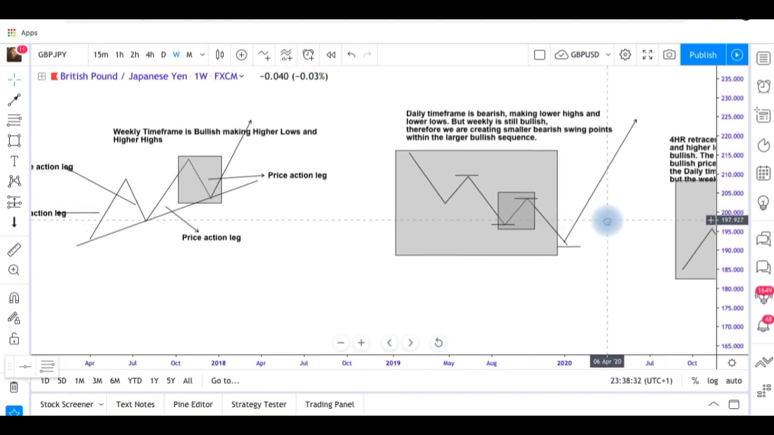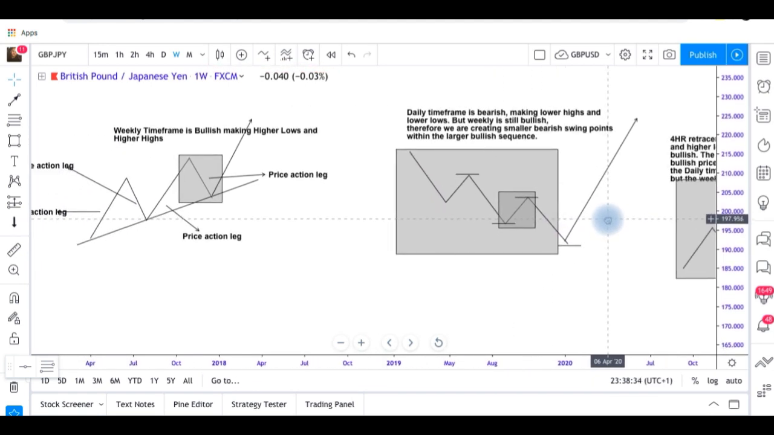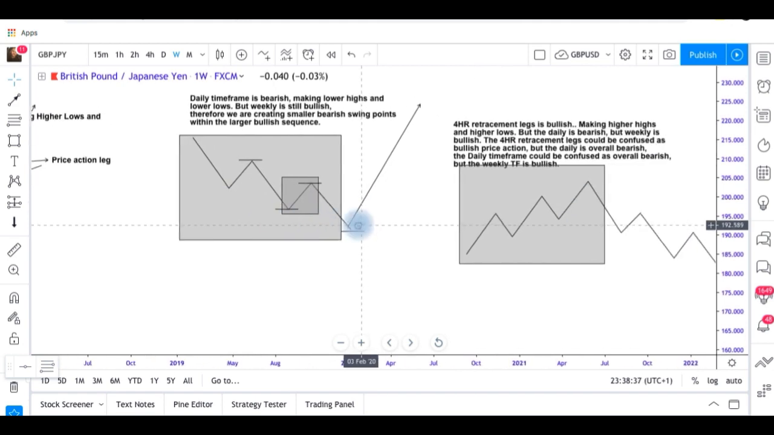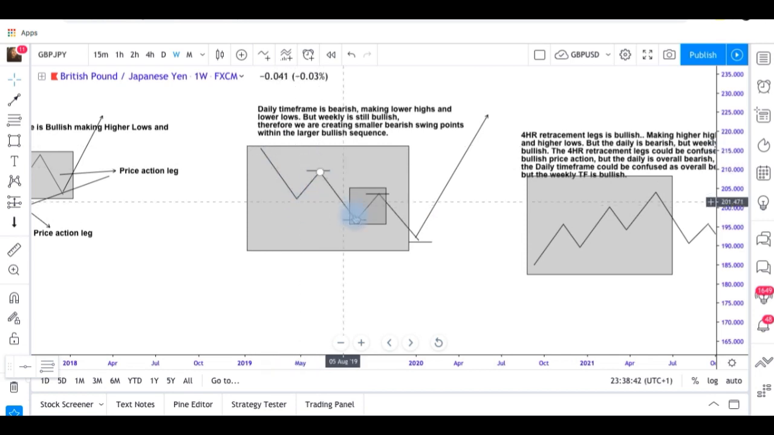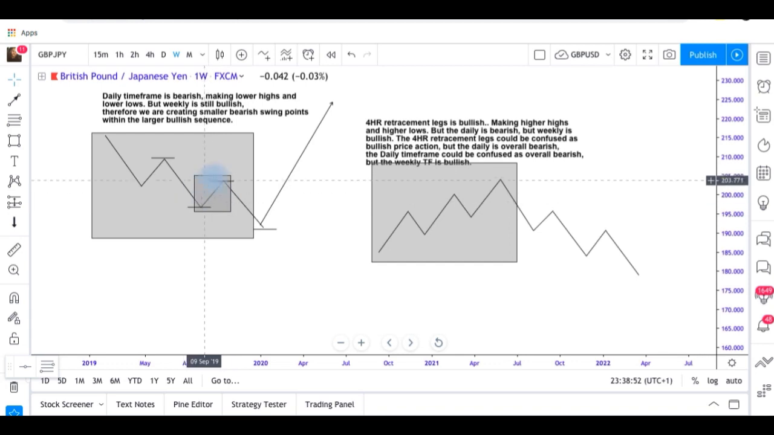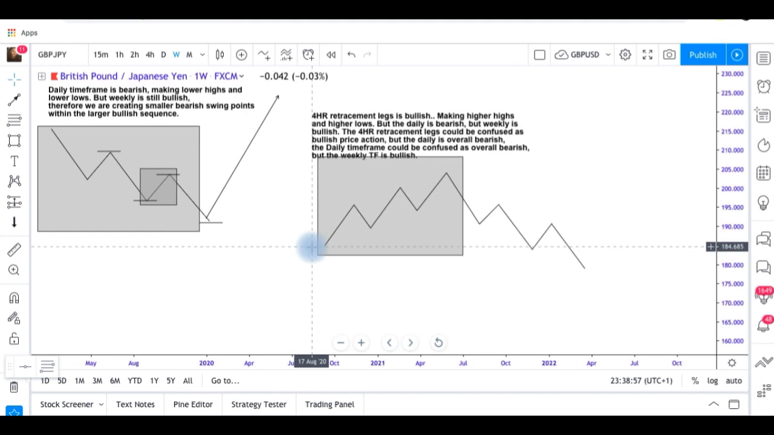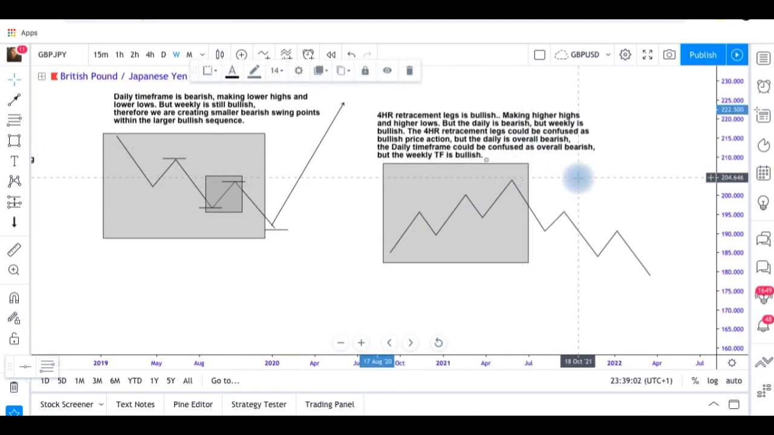So what can happen is that you can be bullish on the weekly, bearish on the daily, but actually bullish on the 4 hourly. Say for example this is daily, and this is our zoned in leg. This is our leg here of price action on the daily, which looks like just a move to the upside. Now when we scale in onto just this leg and go down to the 4 hour, we can see we're creating higher lows and higher highs. So the 4 hour looks bullish, but the overall daily is bearish, but then the weekly time frame is bullish.